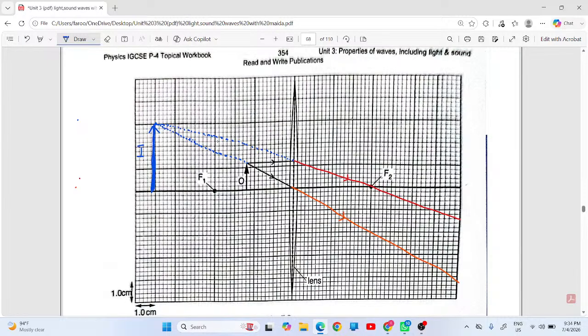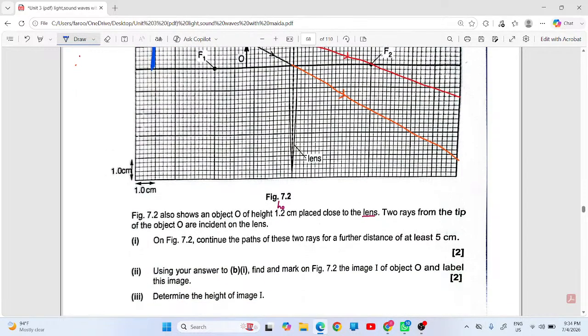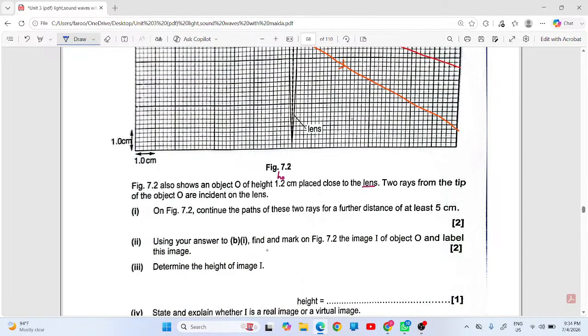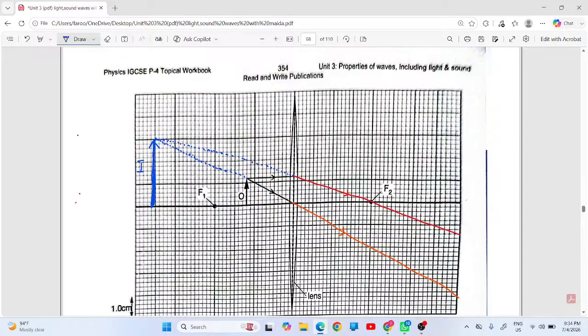तो इसको मैं लिख देता हूँ I से. O for object, I for image. तो जी हमने खुद से प्रोसीड किया है. It means it's virtual, not real. Using your answer in part B to find and mark on figure 7.2 the image I of an object O and label this image. ये हमने कर लिया. Next is determine the height of image I.